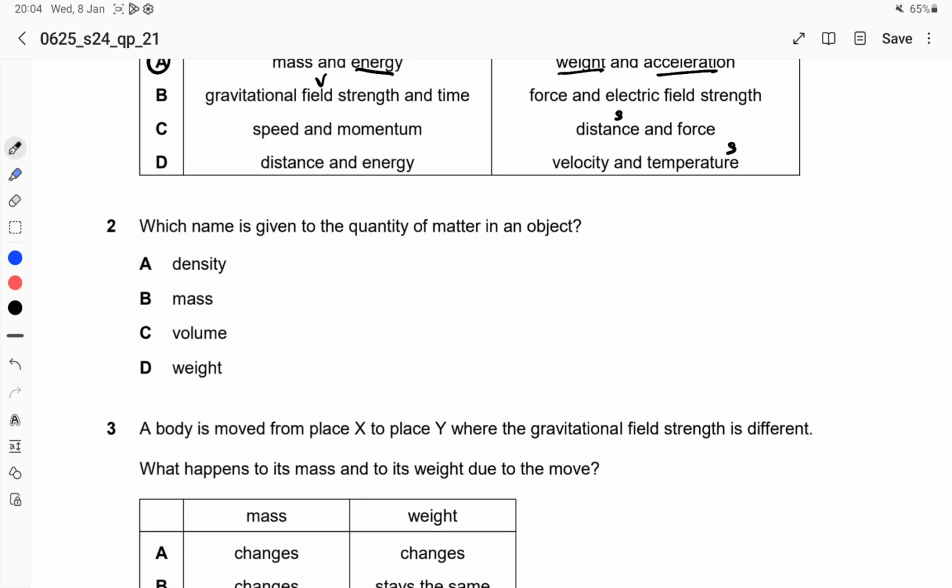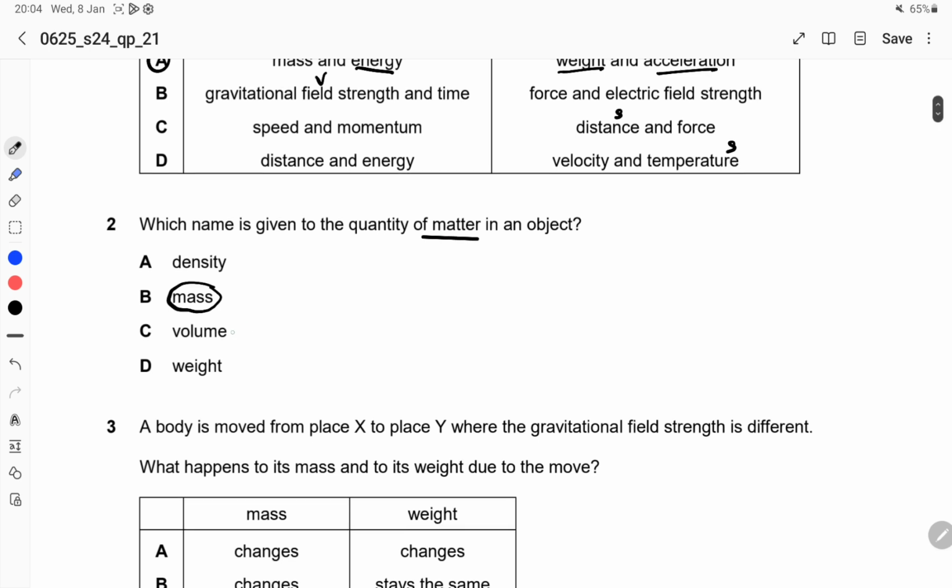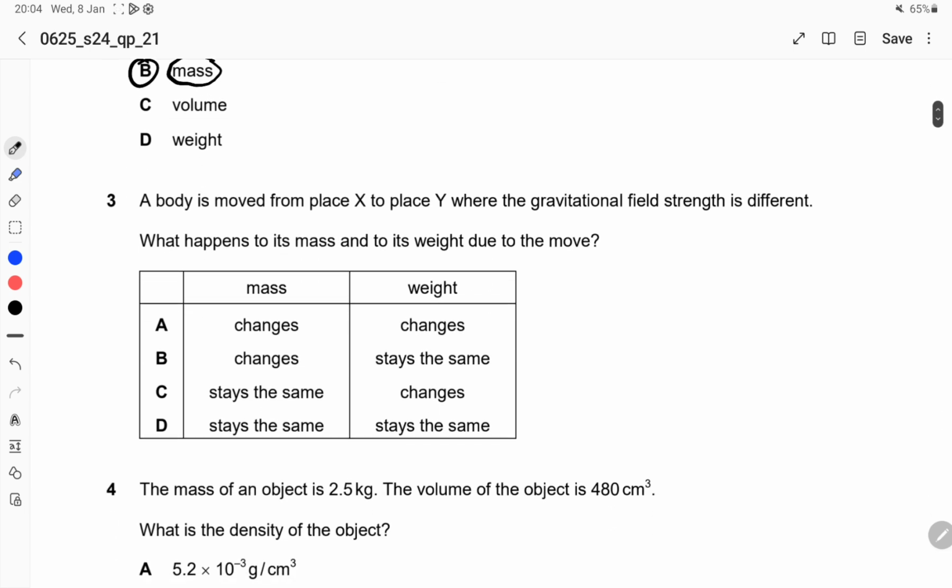The next question. Which name is given to the quantity of matter? Amount of matter. We know amount of matter is mass, because density is this amount of matter divided by volume. Volume is the space occupied, and weight is the gravitational force acting on matter, which means answer 2 is B.